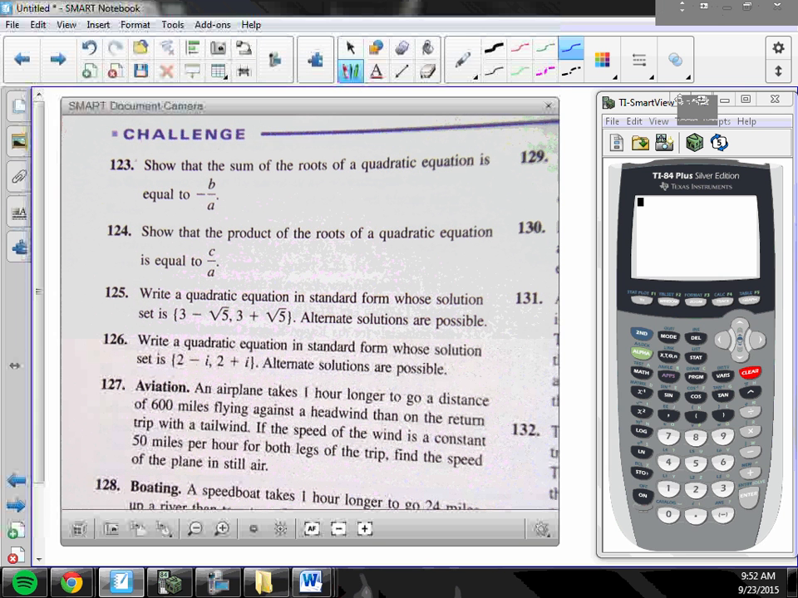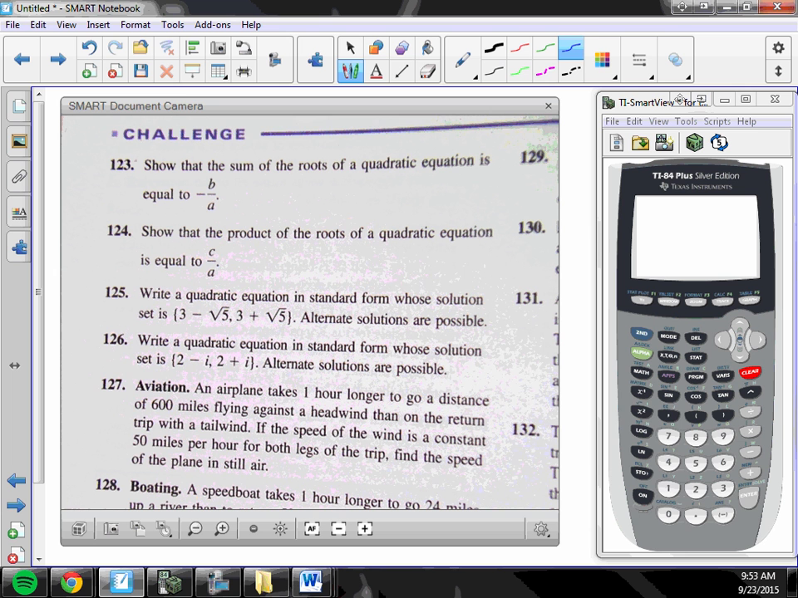127. An airplane takes 1 hour longer to go a distance of 600 miles flying against a headwind than on the return trip with a tailwind. If the speed of the wind is a constant 50 miles per hour for both legs of the trip, find the speed of the plane in the air.